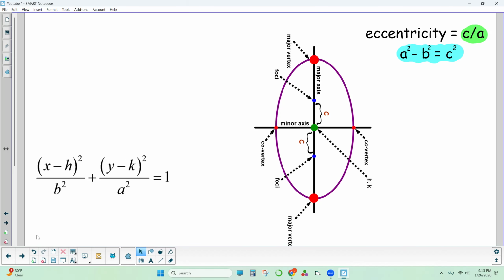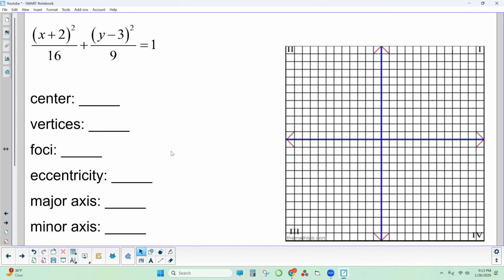All right, so let's look at a couple examples here. So we're given an equation, and notice the larger of the two numbers will always be your a squared. So the larger denominator here is 16, so that's our a squared, and we note that it is with our x term, so we have a horizontal ellipse. Horizontal ellipse.